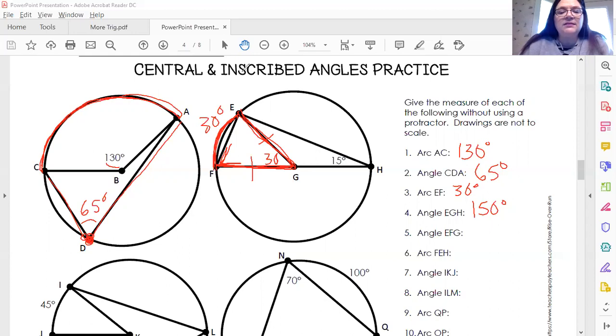It's isosceles. So if we know everything in that triangle adds up to 180, and we subtract off the 30, then we've got 150 left that we can divide by 2. So each of those angles is 75 degrees. So angle EFG is 75 degrees.